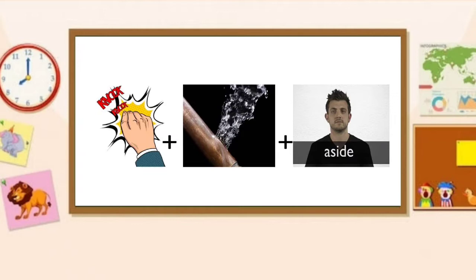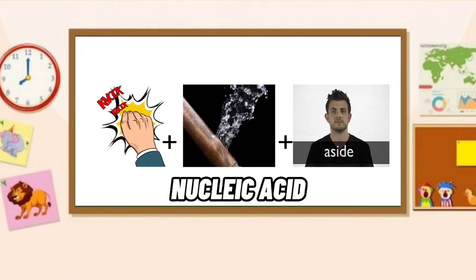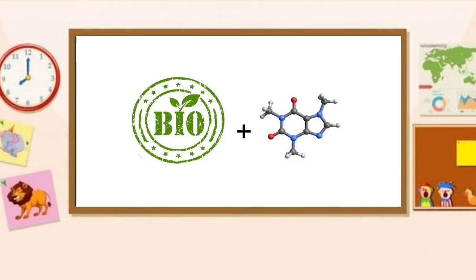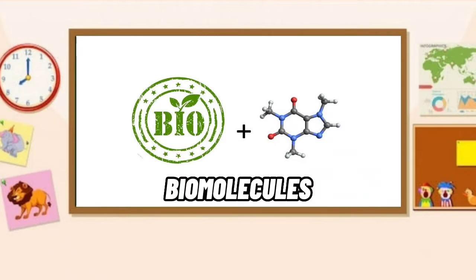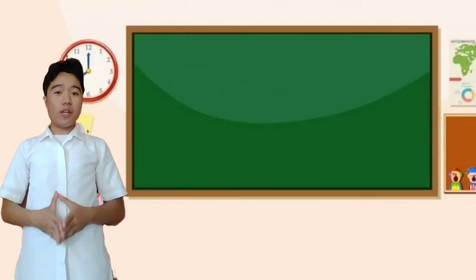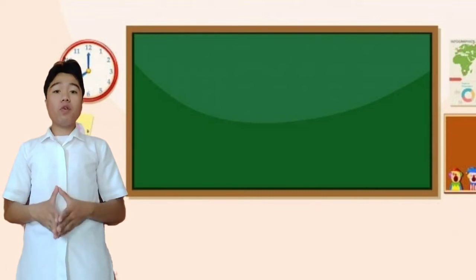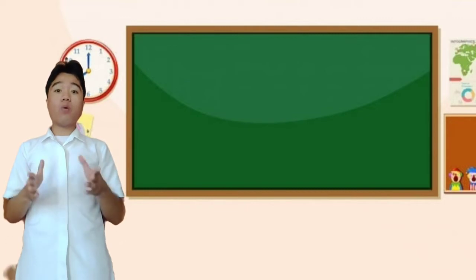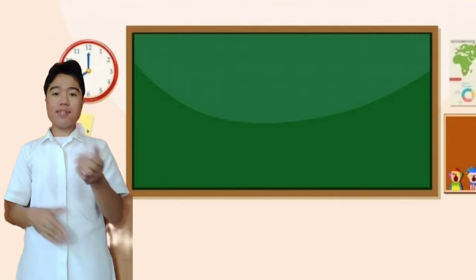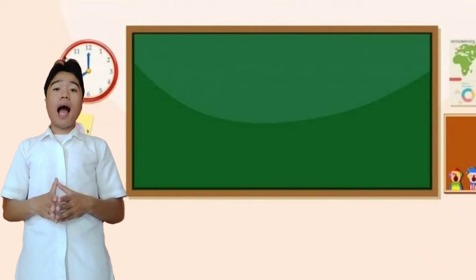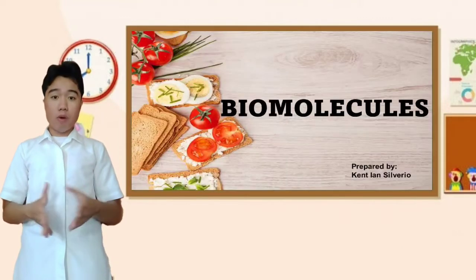Next one. Good guess, but you didn't get the correct answer. Another? Very good. It's nucleic acid. The last one? Very good. It's biomolecules. You all did a great job. And since you already answered it all right, I know that some of you have an idea of what our lesson is all about. So anyone who can tell me what our lesson is all about? Yes? Very good. Our lesson today is all about biomolecules.